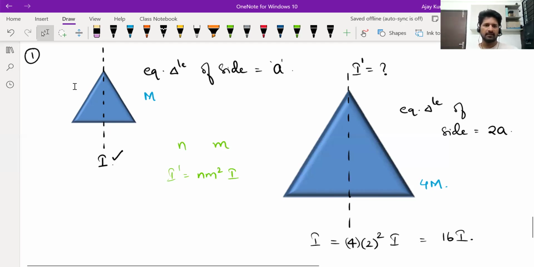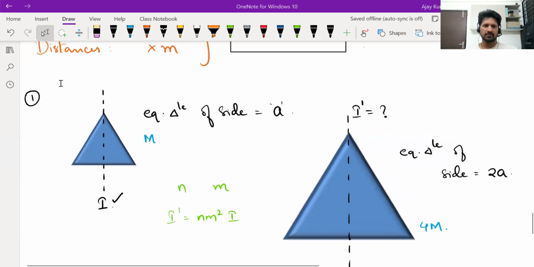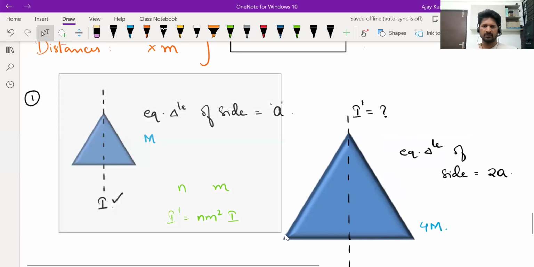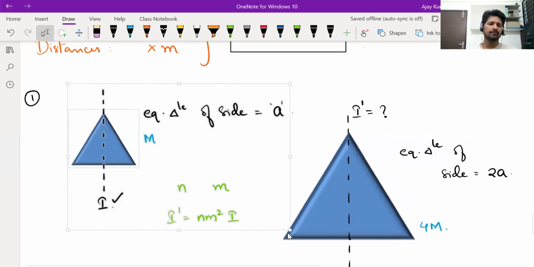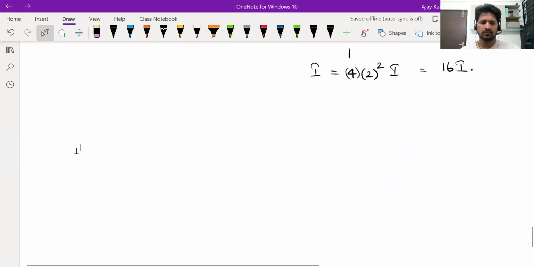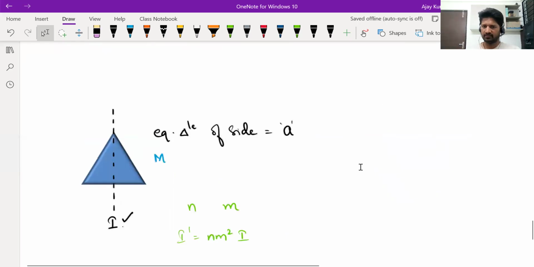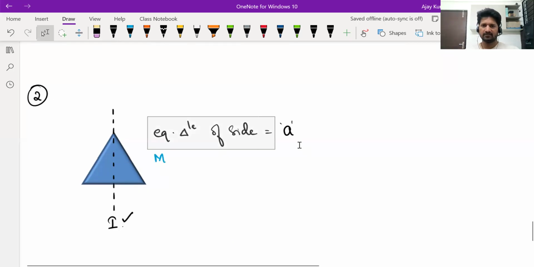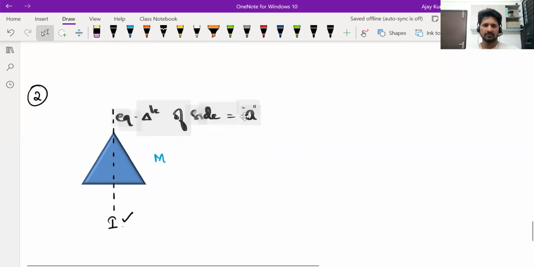Okay. Next. Another problem related to this one. Again, consider this same equilateral triangle of side A. Its moment of inertia is I. This problem is also based on this idea itself, but there are some extra tricks that you need to apply. Let's see if any of you can do it.